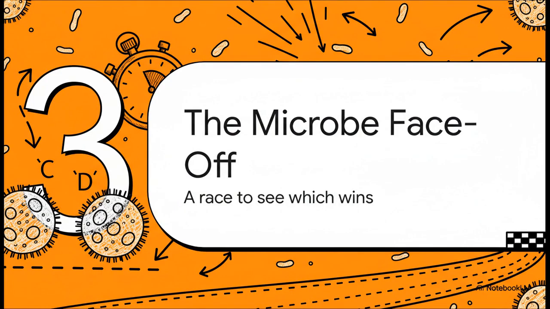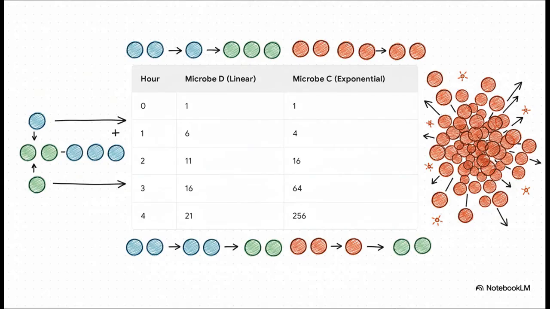Okay, to really see this in action, let's have some fun with it. Let's set up a little competition, a microbe face-off. Imagine we've got two different microbes, microbe C and microbe D. We're going to put them in a race and see which one grows the fastest over 4 hours. Let's see who wins.